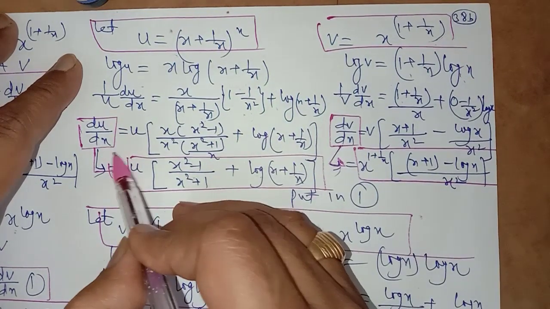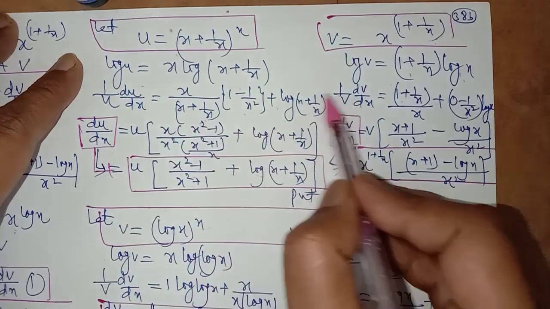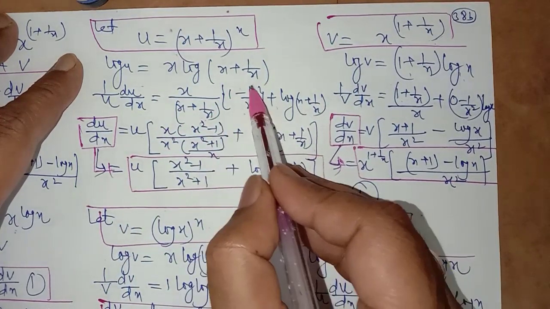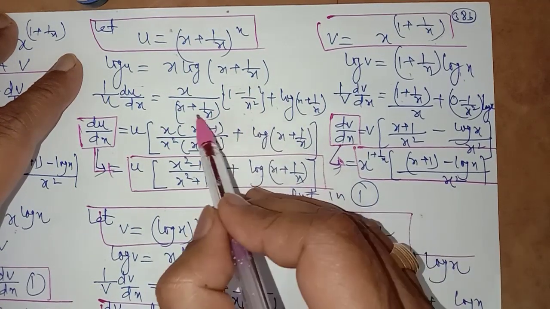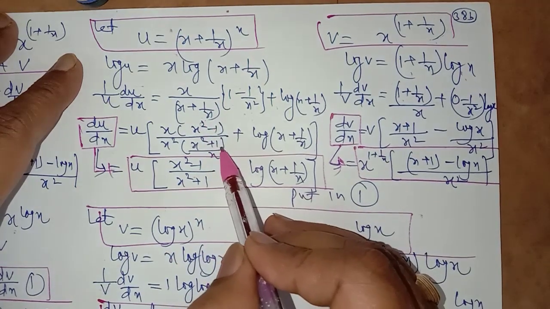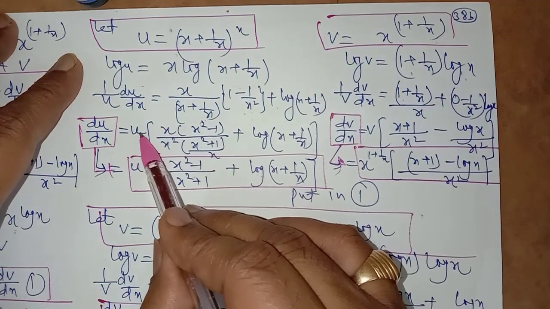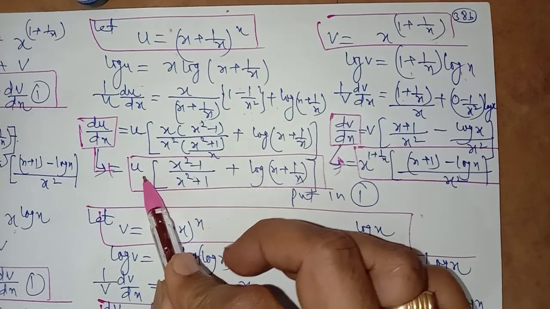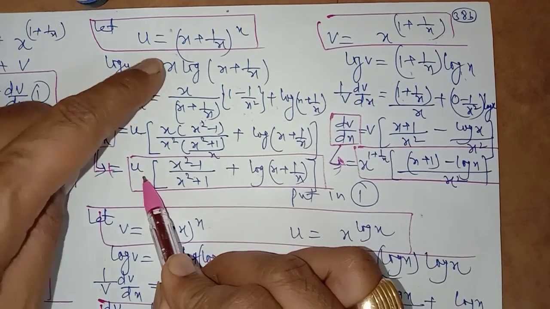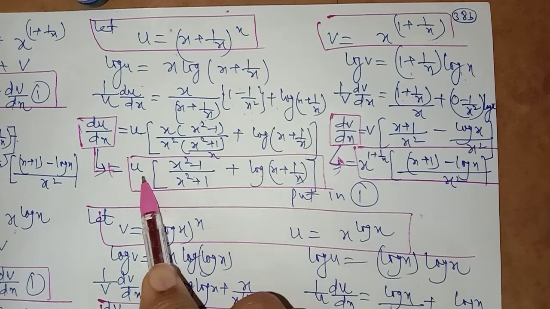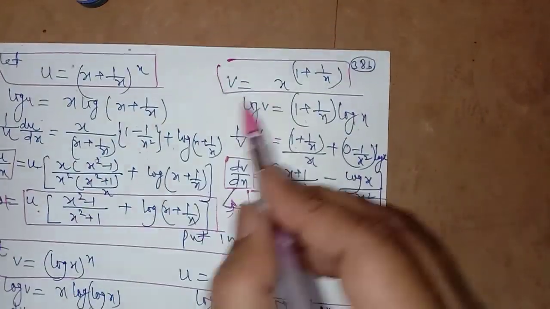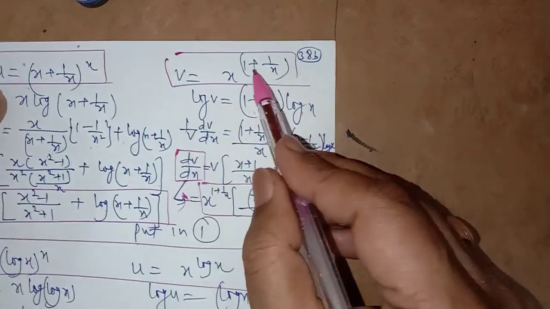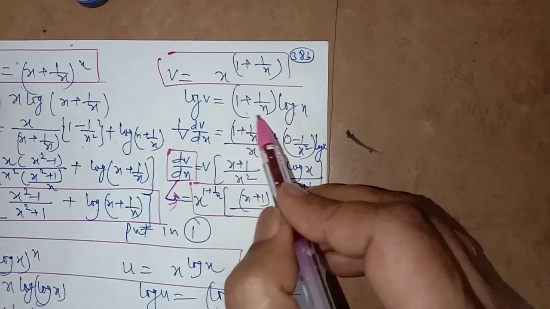So du upon dx will be u multiplied by this expression. Having simplified it, x square minus 1 upon x square plus 1 upon x square, multiply with u and put the value of u here, which is x plus 1 upon x raised to power x. Similarly, for the v portion, log v will be equal to 1 plus 1 upon x times log x.